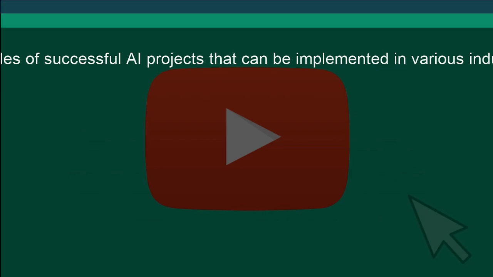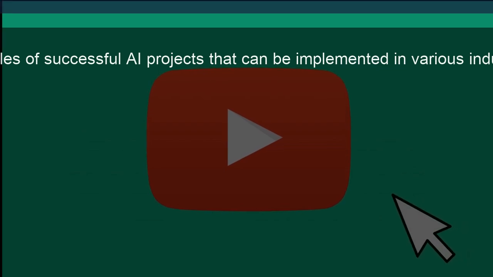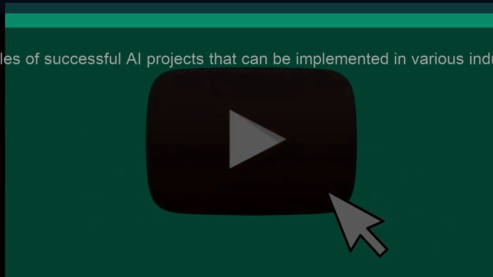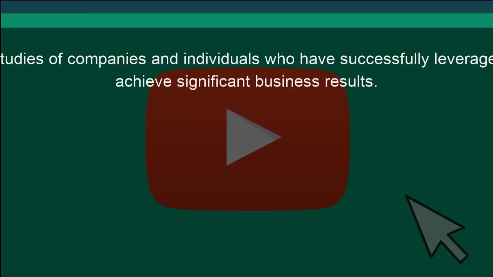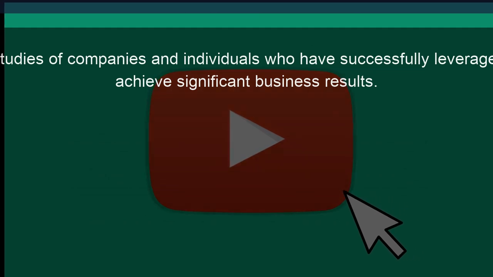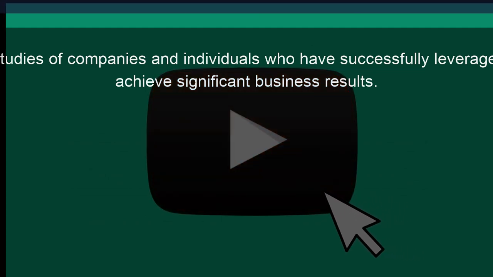Slide 9. Real-life projects. Examples of successful AI projects that can be implemented in various industries. Slide 10. Success stories. Case studies of companies and individuals who have successfully leveraged AI to achieve significant business results.